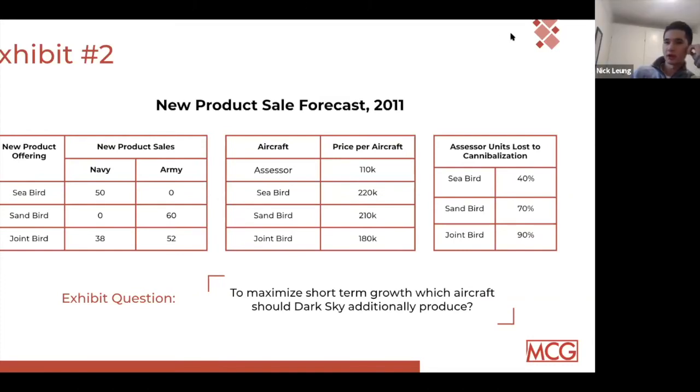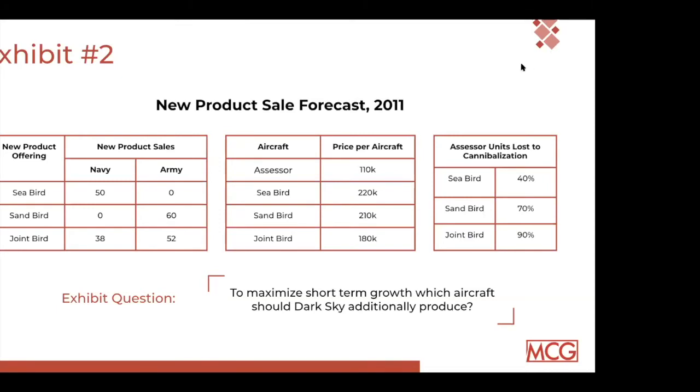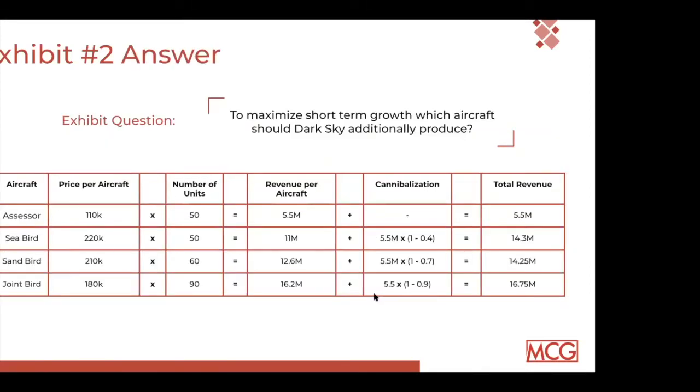Are there any other questions in the chat? Oh, yeah, sorry. Go for it. Yeah, no, I guess my question was, when I first saw this, I thought that they were actually going to produce Seabird, Sandbird, and Jointbird, and they were saying if we sell all of these, this is how much we would sell. But I got confused in the next slide, because I thought we were going to go ahead with all these aircrafts.